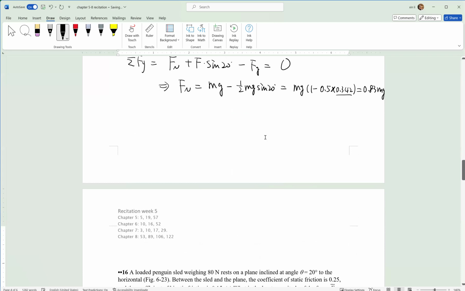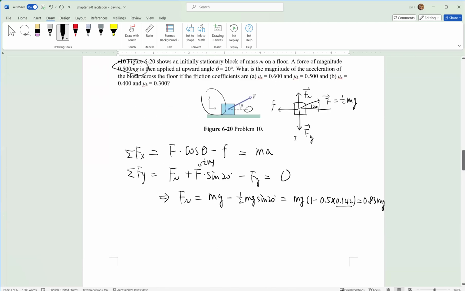And after that, what's the next step? You are going to get your maximal Fs, using your normal force. Say here, frictional force maximal should be normal force times mu s. So you are going to get 0.6 times 0.83 mg, and you are going to get 0.498 mg. Okay, so 0.498 mg.